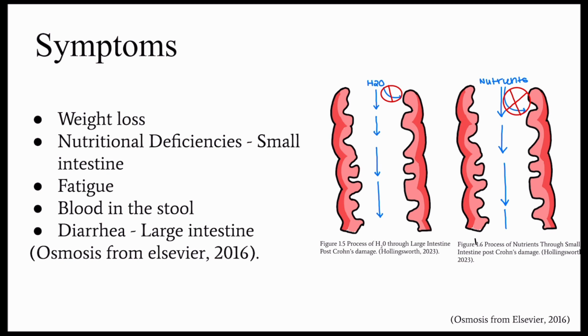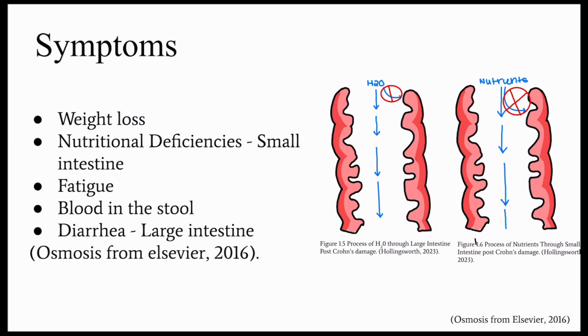Malabsorption, because of the damaged intestinal wall and structures, including the microvilli, villi, and brush border enzymes, then leads to nutritional deficiencies, weight loss, fatigue, and malnutrition, as nutrients normally absorbed within the intestine are now unable to be absorbed. Blood in the stool is prevalent because of the damaged intestinal wall.